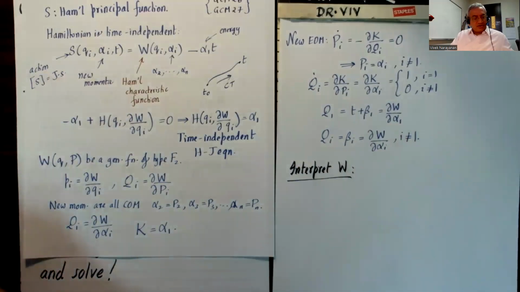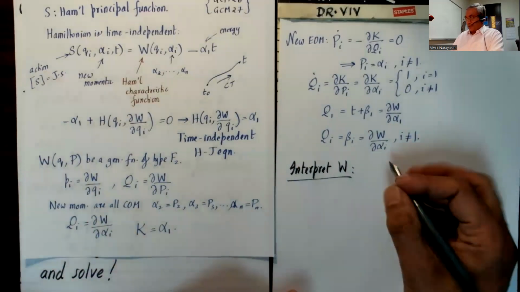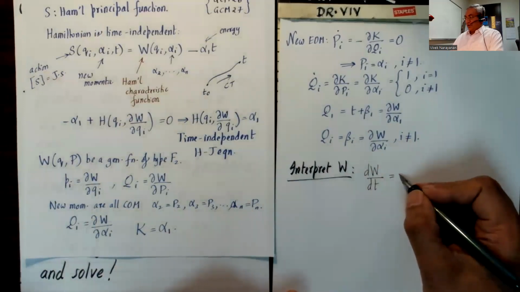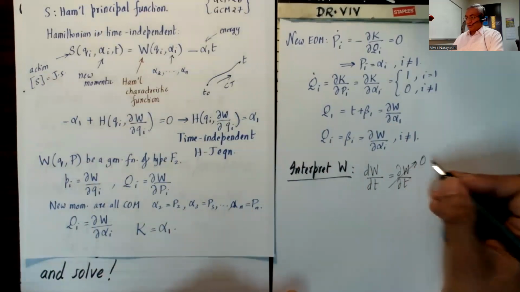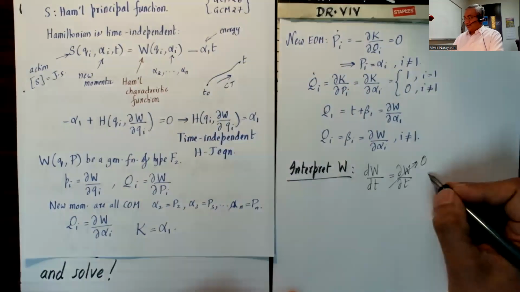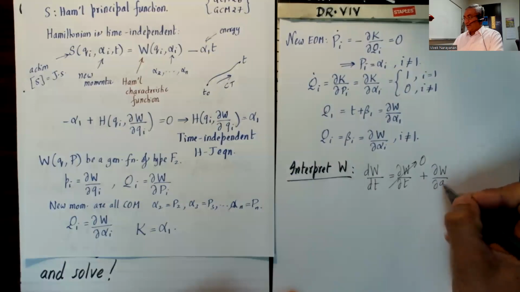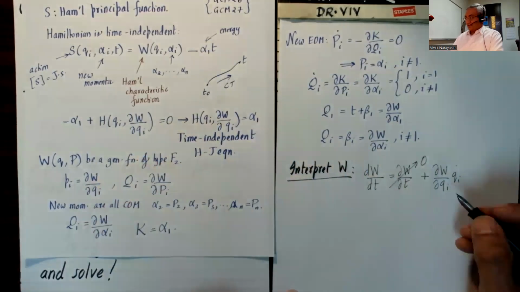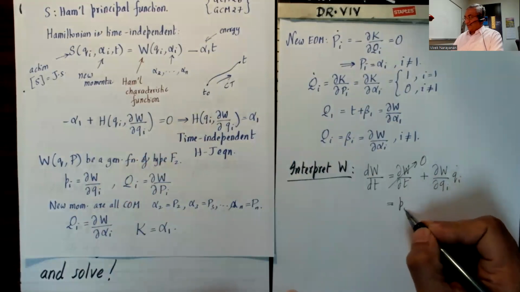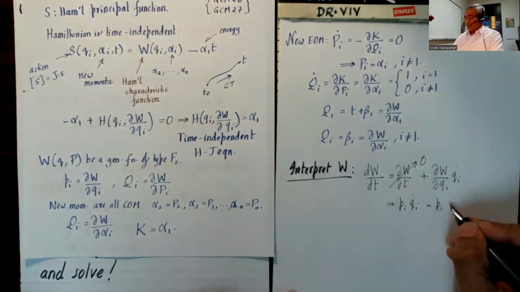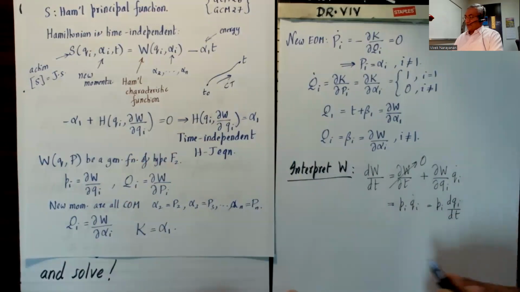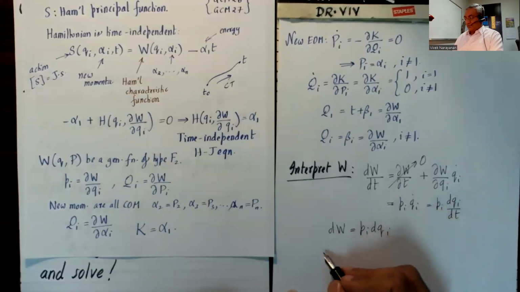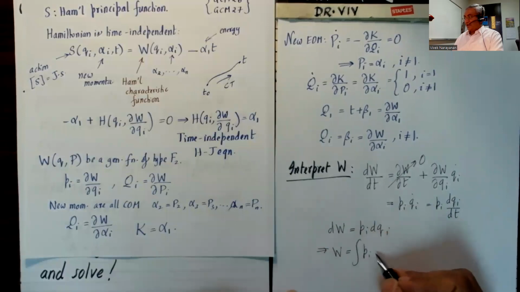An interpretation is got by taking the total time derivative of the characteristic function. I do dW by dt. dW by dt is del W by del t. Well, that's of course 0, because W doesn't depend on time. W is just a function of qi's and alpha i's. Then you have plus del W by del qi times qi dot. Well, del W by del qi is just these pi's. So I'm going to get pi's times qi dot. Now qi dot is none other than dqi by dt. So I can write this as dW equals pi dqi. And so W is just going to be the integral of pi dqi.